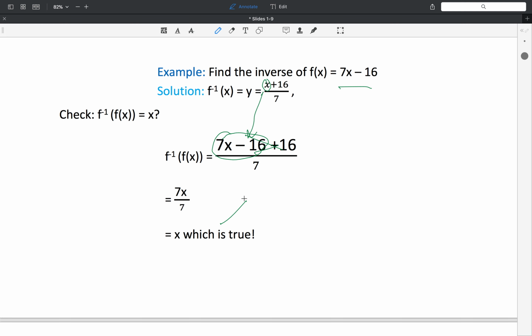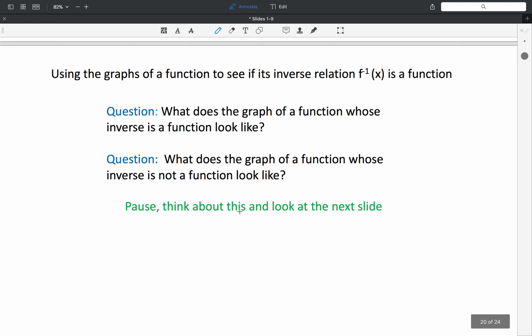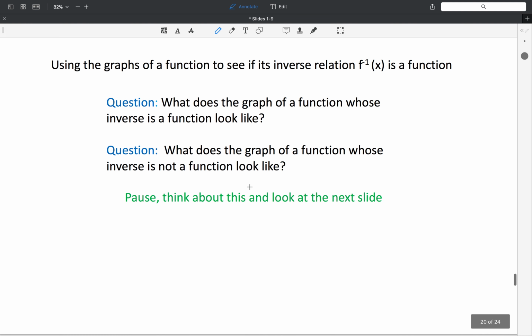So that looks pretty good. Okay. So we talked about this a little bit, I hinted at this, and I want to use graphs of a function to see if its inverse relation is a function. And the question is, what does a graph of a function whose inverse is a function look like? We've seen examples. And what does the graph of a function whose inverse is not a function look like?